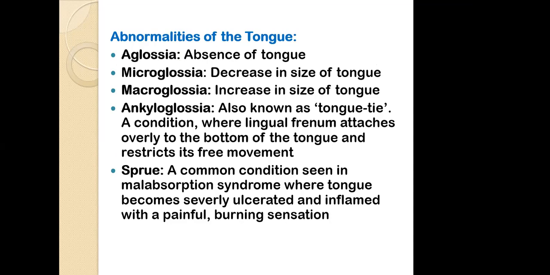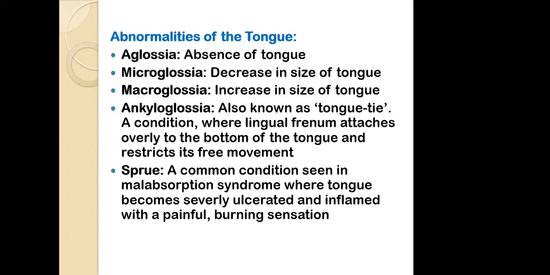So some abnormalities which you may want to be aware of are aglossia, which is absence of a tongue, which can actually happen. Microglossia is a small-sized tongue. Macroglossia is a large-sized tongue. Sometimes you really find the tongue is filling the whole mouth, and you wonder what next.